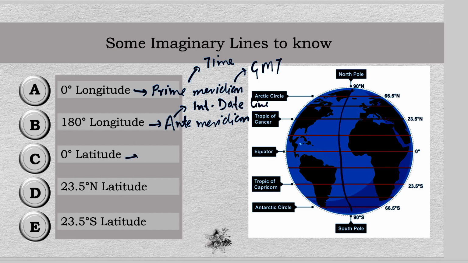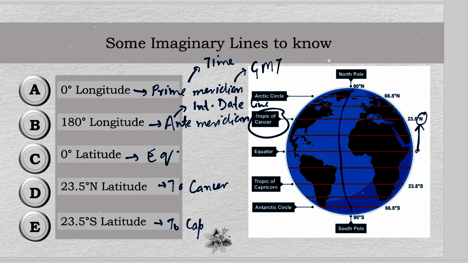0 degree latitude, as we all know, is known as the equator. 23 degree north latitude is known as the Tropic of Cancer. You can see on the map here, this is known as the Tropic of Cancer because it is north of equator. N is used, and because Tropic of Capricorn is south of equator, S is used. The fifth imaginary line is 23.5 degree south latitude, which is also known as the Tropic of Capricorn.